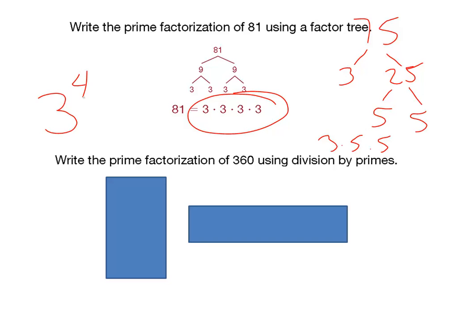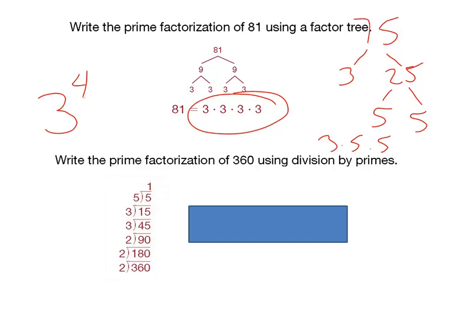Now, looking at the next one down, write the prime factorization of 360 using the divisions of primes. Okay? That's the one where you're going to take 360 and you're going to divide that in half. And you're going to have 180. You're going to divide that in half if you can. If you can't, you're going to go to the next prime number. I'm going to show it to you rather than have you do it.